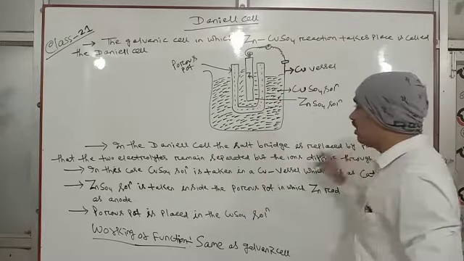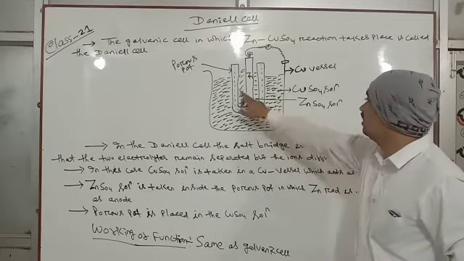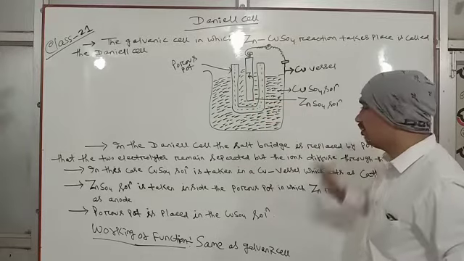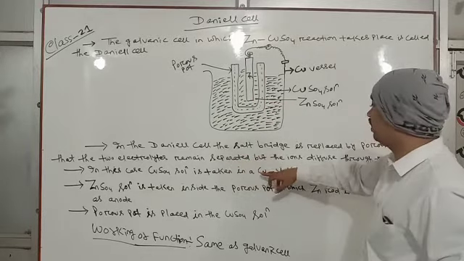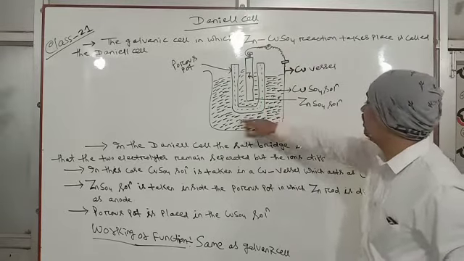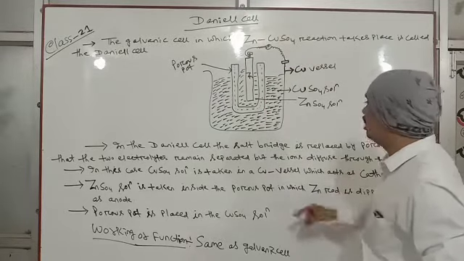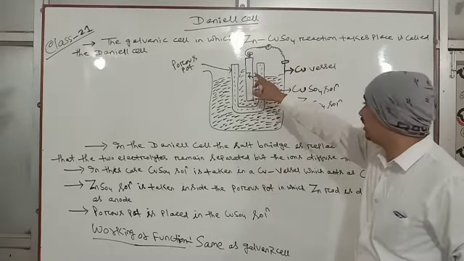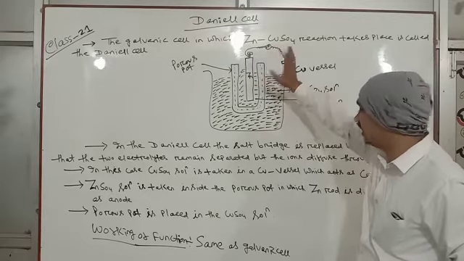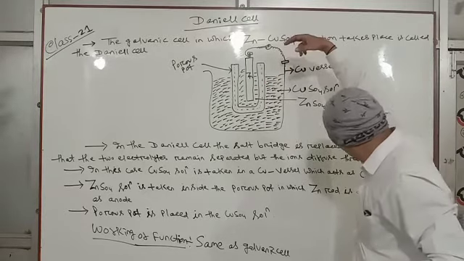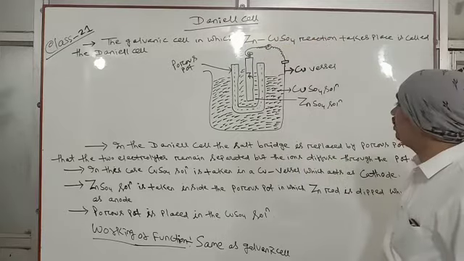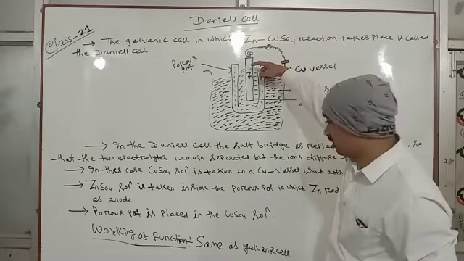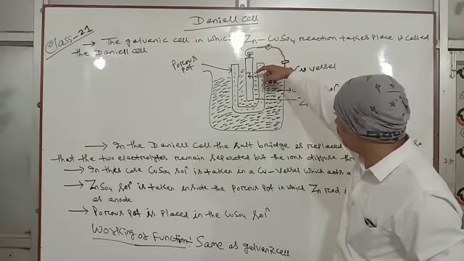In the Daniell cell, the salt bridge is replaced by a porous pot so that the electrodes remain separated, but the ions diffuse through the pores. Second, copper sulfate solution is taken in the copper vessel, which acts as the cathode. Zinc sulfate solution is taken inside the porous pot, which acts as the anode. Then the porous pot is placed in the copper sulfate solution.